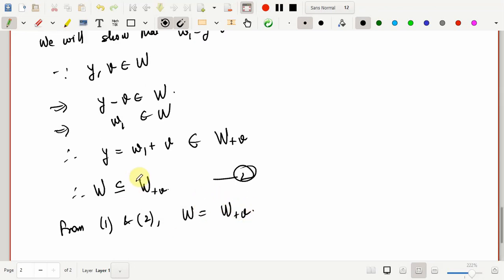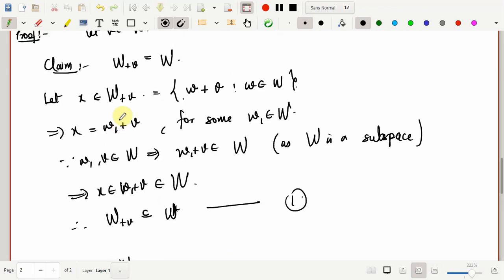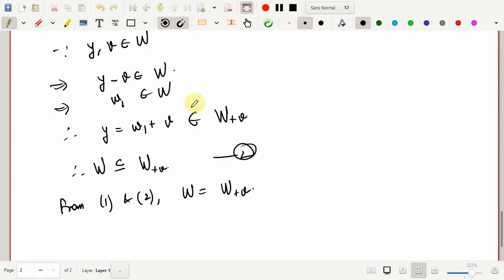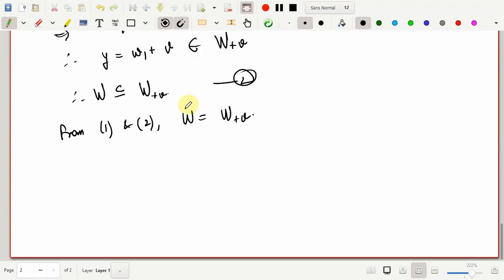So from here you can also observe one more thing: when V is a point coming from W itself, then the coset generated by this V is also a subspace, which is the same as W, and that's why it has to be a subspace. So this is the condition that is required for W plus V to be a subspace. Otherwise it may not be.